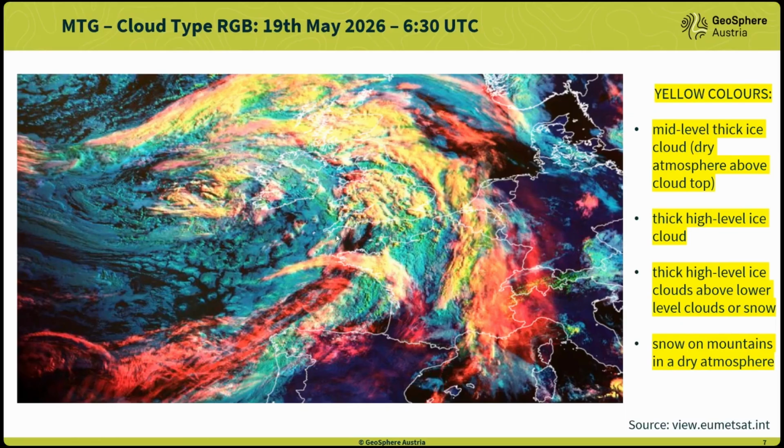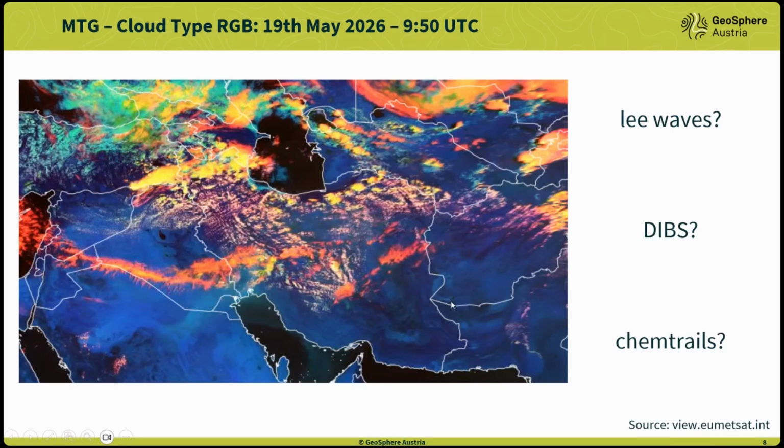And in the end, I just wanted to take a closer look at the dust over the Arabian Peninsula and Iran. Here you can see the Arabian Peninsula, there is Iran, and somehow I did not switch to the dust RGB, but I stayed with the Cloud Type RGB. And then I saw these interesting cloud features over here. So you see these whitish to slightly pinkish cloud streaks over here.